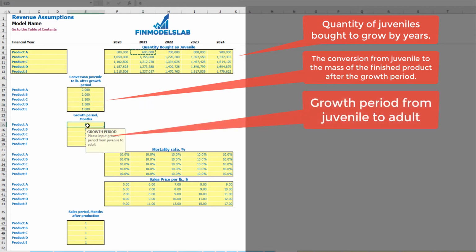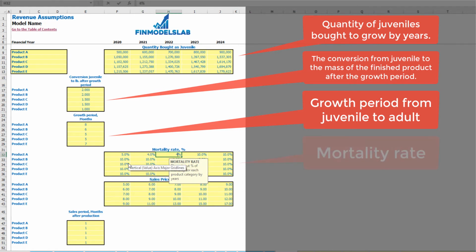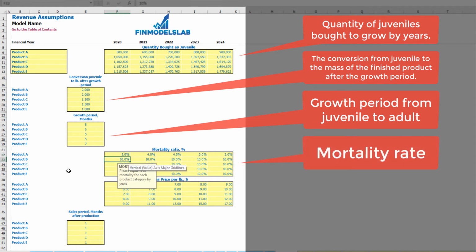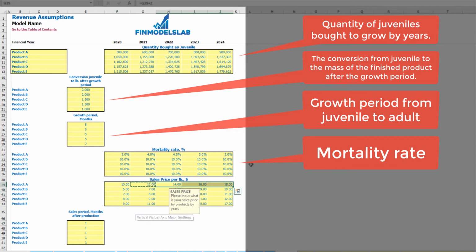Then you should input the growth period, meaning that starting from juvenile to the final production there will be 6 months, for example. This is also changeable to 3 or 8, any amount of months you need to grow your juveniles. Obviously you'll have the mortality rate. For example, for product A it can be 5%, 4, 4.5, 3 and 2. The same idea for another 4 products. The next step is to set up the sales price per pound of the final production. It can be $10, for example, plus $2 each next year.